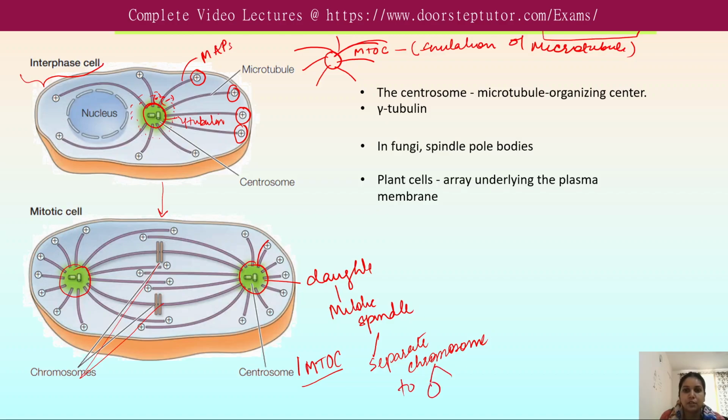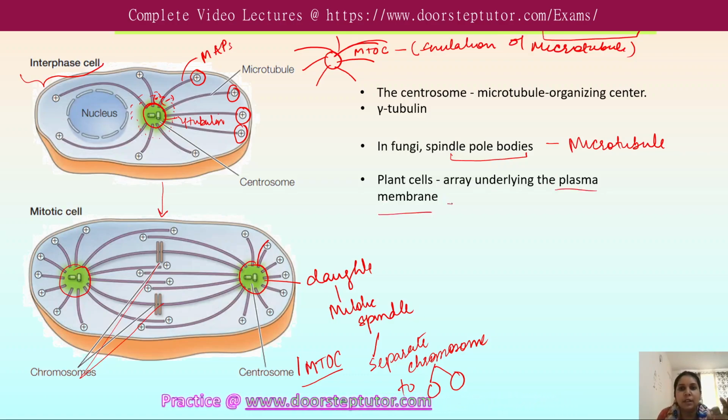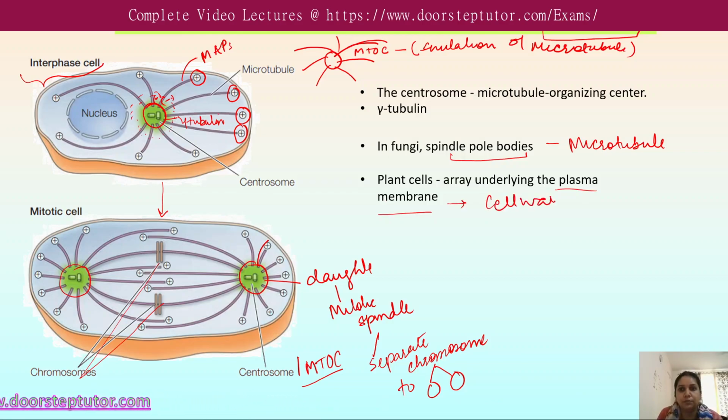Okay, daughter cell, one cell, daughter cell. And the microtubule is present in almost all animal cells, while in the case of fungi, the spindle pole bodies are present which function like the microtubule organizing center, or are analogous to it. While plants do not have centrosomes, instead they have some arrays underlying the plasma membrane which help in the synthesis or the division of the plant cell wall.